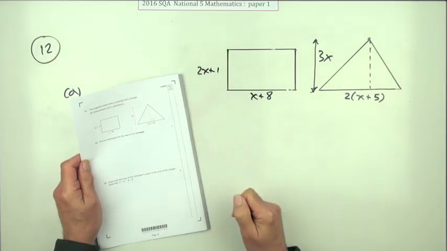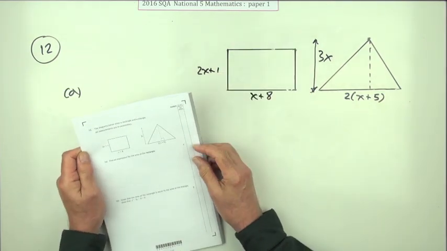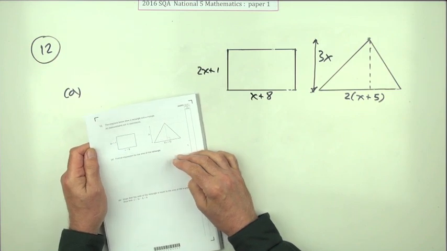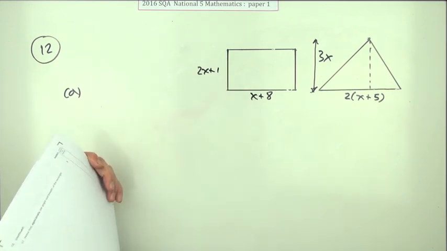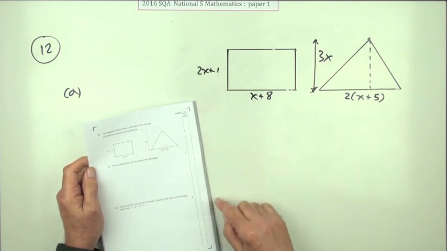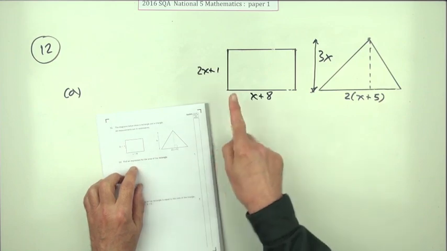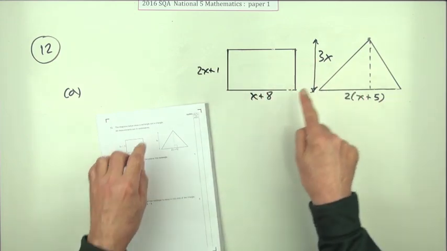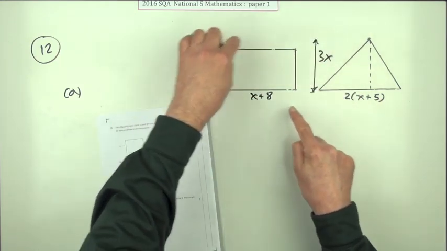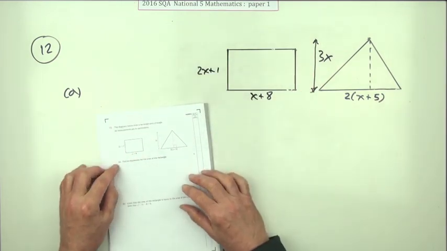So question 12 then, the last question in paper 1 of the 2006 National 5 Maths exam, a longer question for 7 marks. And obviously this is going to be quadratics. There's a quadratic equation there. What does it say first of all? We've got two shapes here with their dimensions given as expressions in x. That's what will be required to be found at the end.